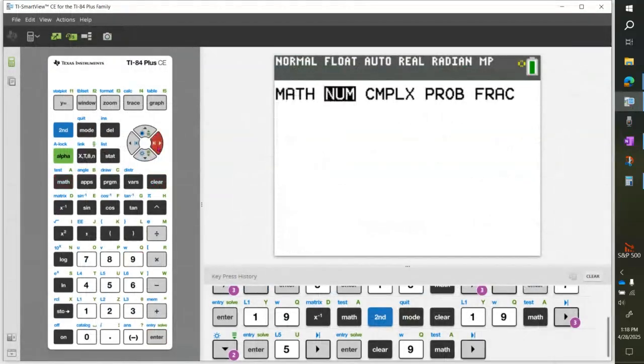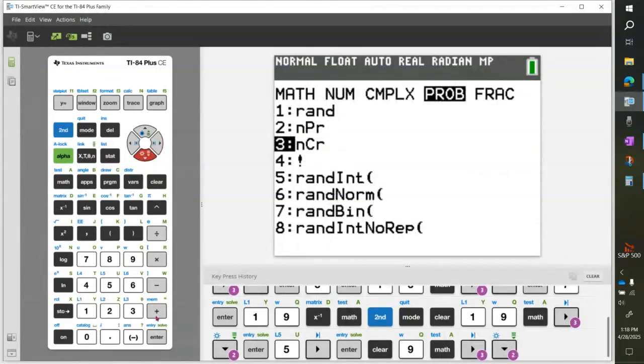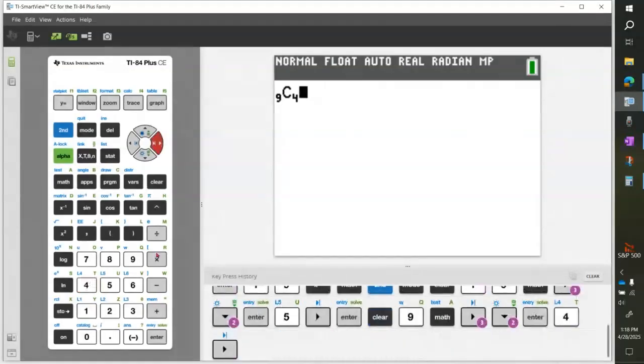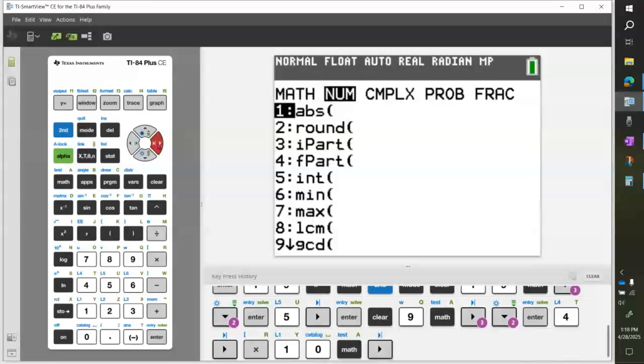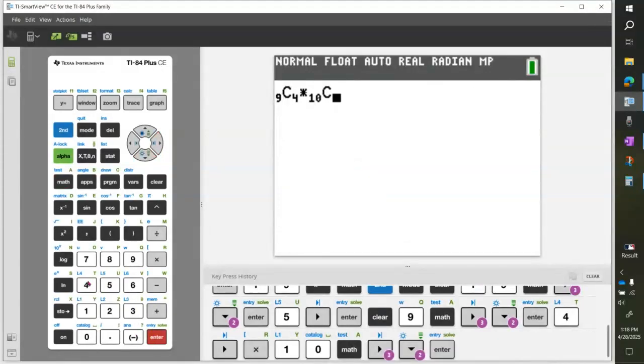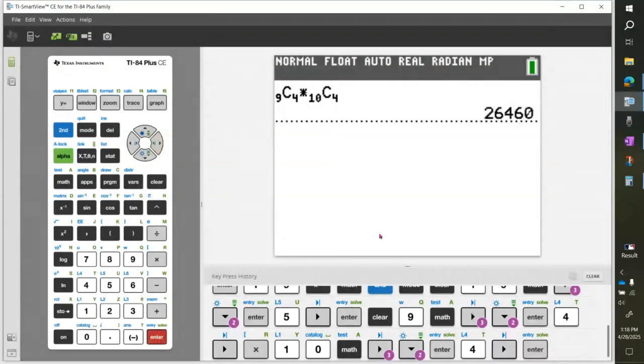9, math, probability, nCr, 4: C9 4, times 10, math, probability, nCr, 4: C10 4. C9 4 times C10 4 is 26,460.